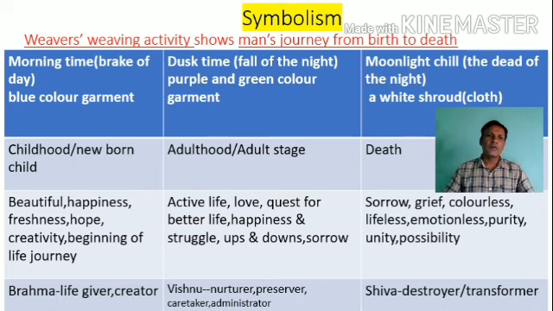And the use of symbols like morning time and blue colored cloth symbolize the childhood stage of human life. The childhood stage of human life is symbolized by the morning time and the blue colored cloth. And childhood is the symbol of happiness, freshness, hope, creativity and the beginning of the life journey. And childhood symbolizes Brahma. As we saw earlier, Brahma is related to the creation of the world. He is the creator of the world.